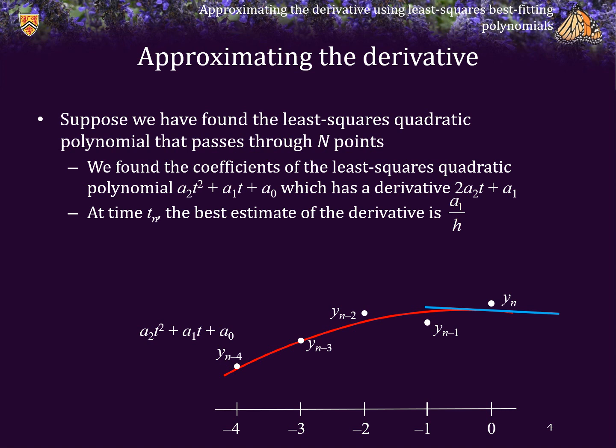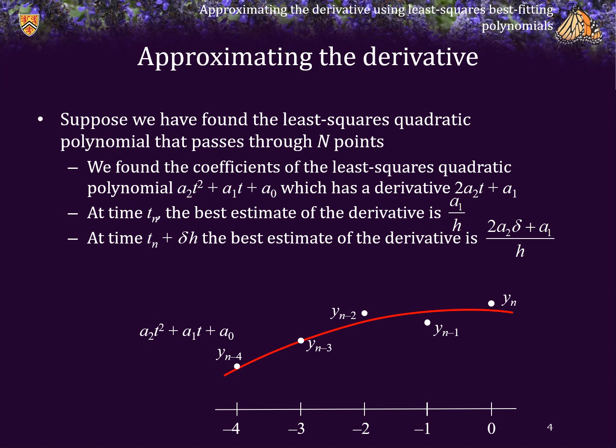Now, at time t sub n, the most recent sample, the best estimate, therefore, is evaluating this derivative when t is equal to 0, and therefore it is a1. But remember, we scaled, so the time between samples is h. Therefore, the derivative is a1 over h. So a1 is the change per sample, while a1 over h is the actual rate of change in real time.